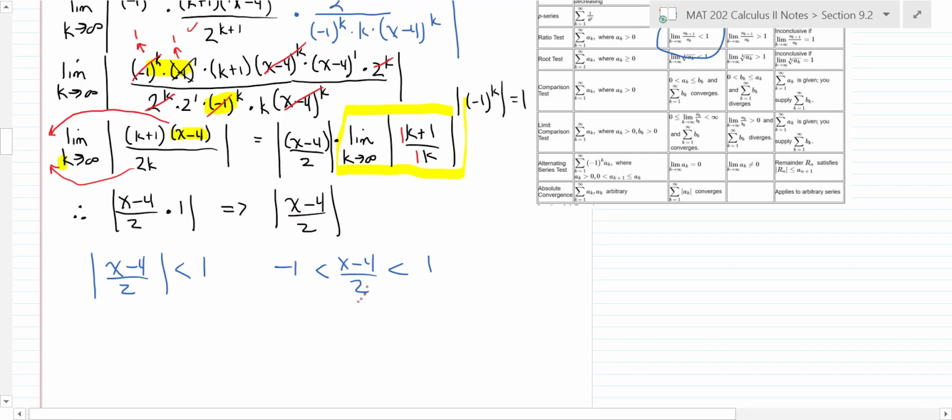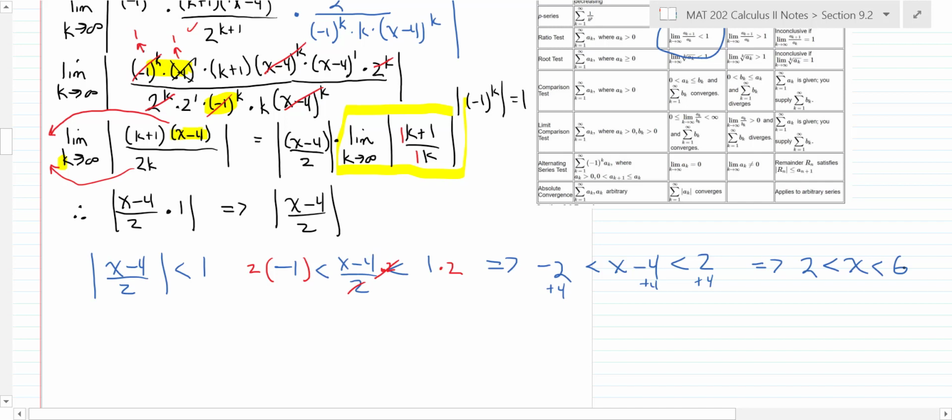So you probably want to get rid of the 2. The way I'm going to do this is multiply everything by 2. That's going to give me negative 2 less than x minus 4 less than 2. Then you can add 4 to each piece, and you can do that in your head if you want to. So that's going to end up giving me 2 less than x less than 6. So what we have right now is an interval of convergence.